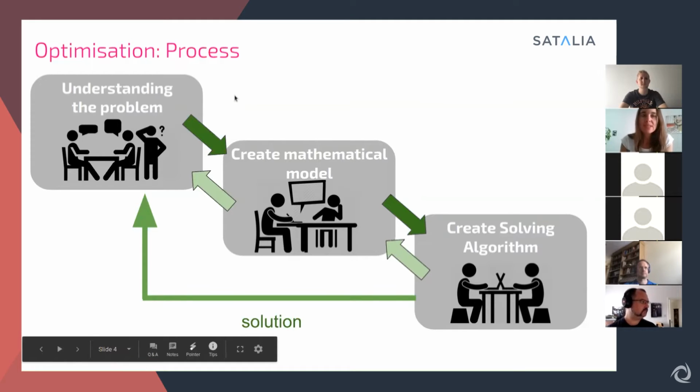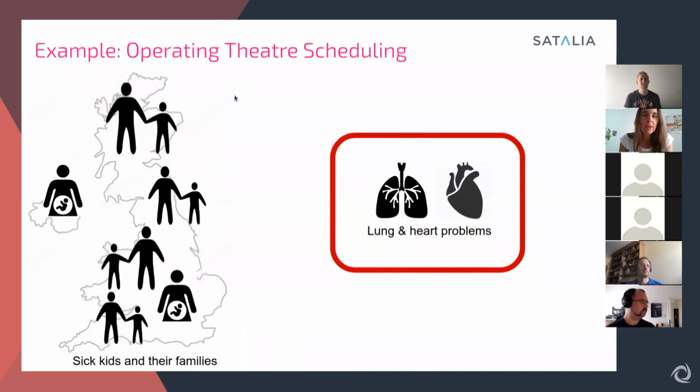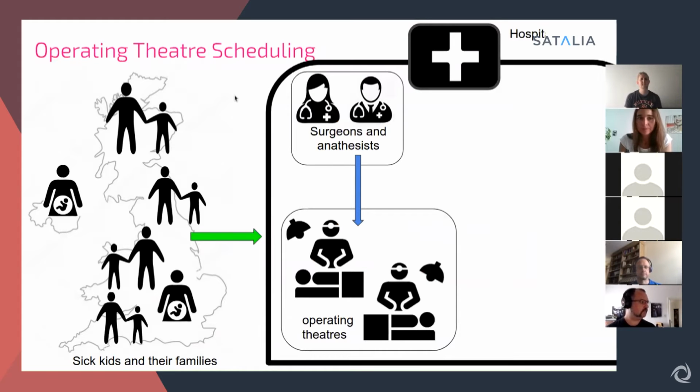And as I said before, we're going to look at an optimization problem that arises in the hospital environment. So the example I've picked is about operating theater scheduling. And the example is looking at children who have lung and heart problems. So these problems can be chronic problems, they can be acute problems, and to get treatment for these issues that these children have, they have to go to a hospital.